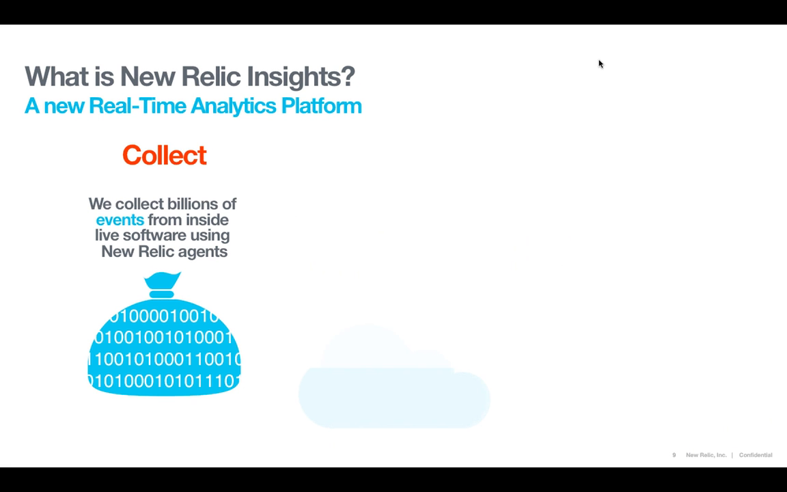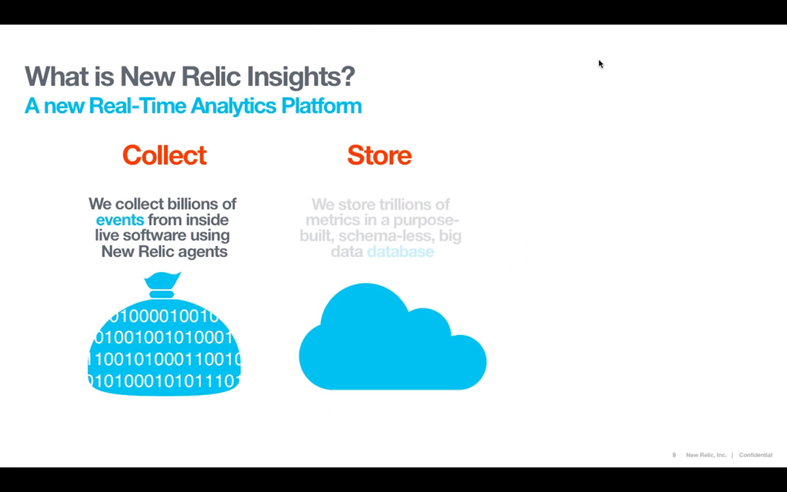It's a platform for a variety of reasons. Number one is that we are collecting billions, if not more, events directly from inside your live production software using the New Relic agents that you're likely already using for our APM products. We then store those events, trillions of them oftentimes, in a purpose-built, custom-built, schemaless big data database that we store in the cloud and manage on your behalf.